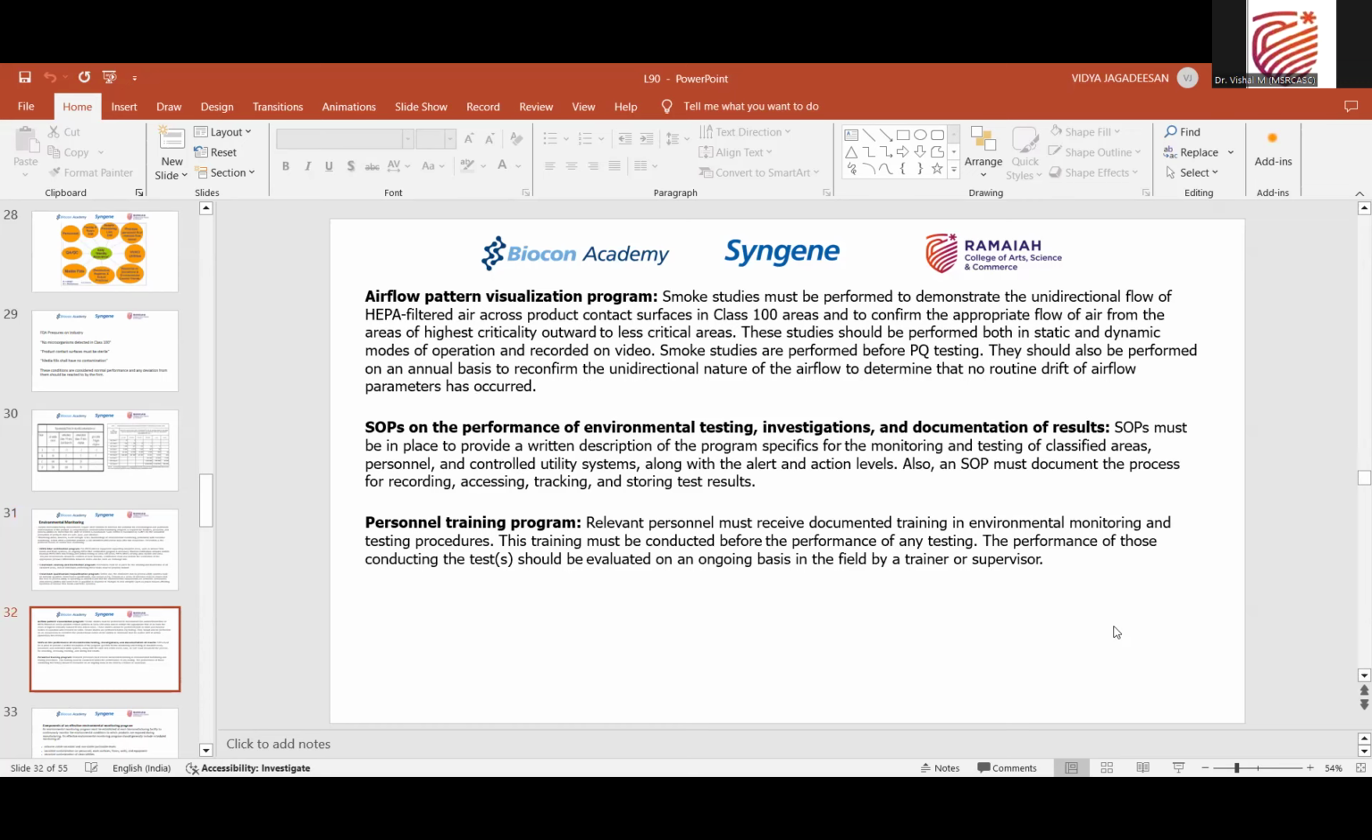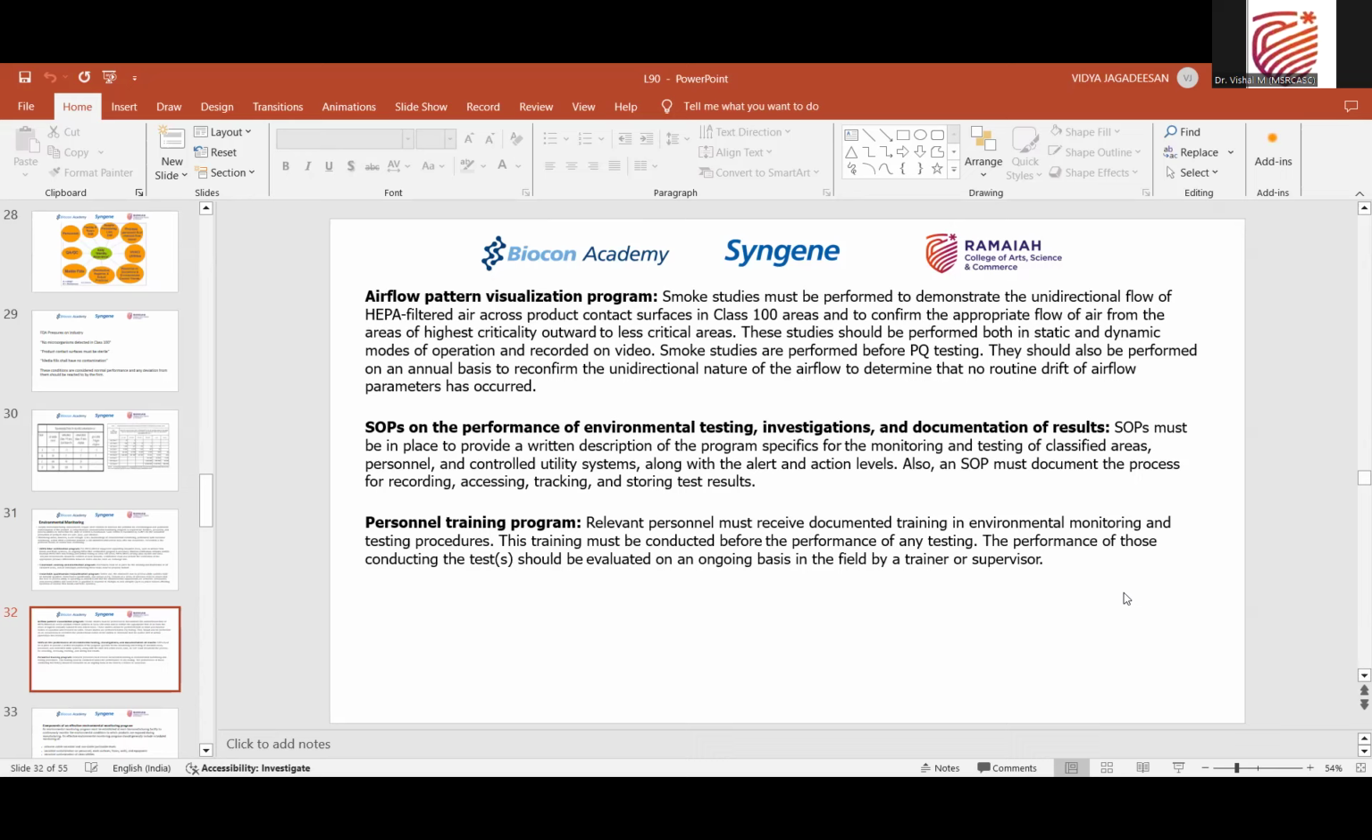So next is the airflow pattern. Whenever the air flows out of the HEPA filter, it flows only in one direction. So now, if there is any kind of leakage in the HEPA filter, the direction of airflow is going to change, right? So that is how we can detect it.